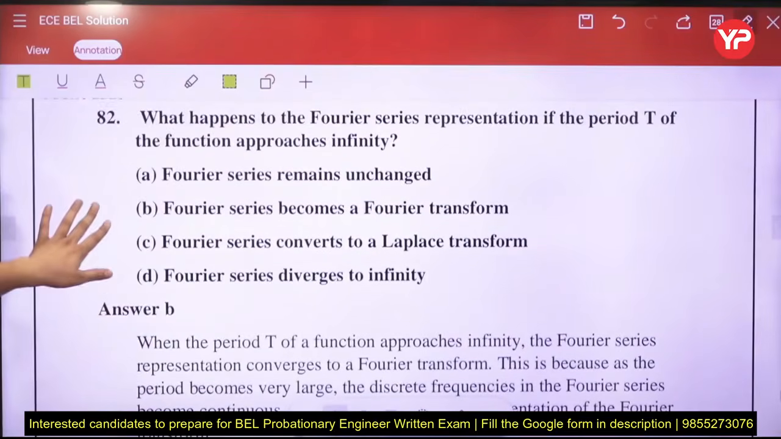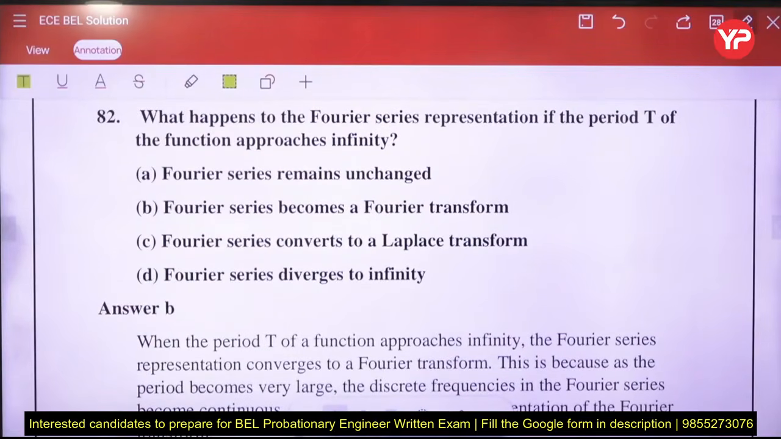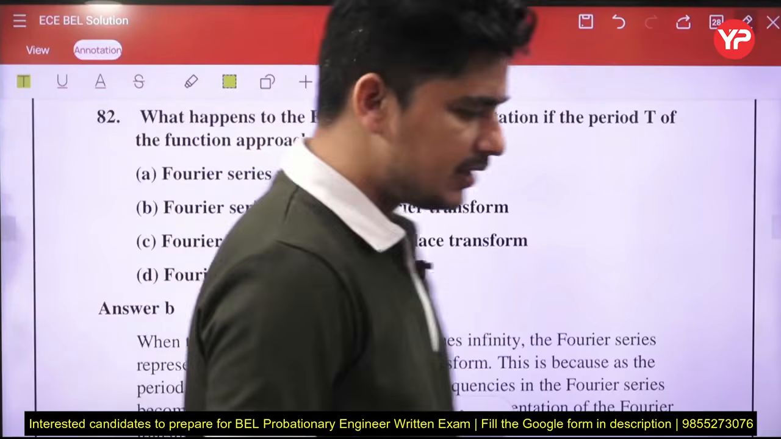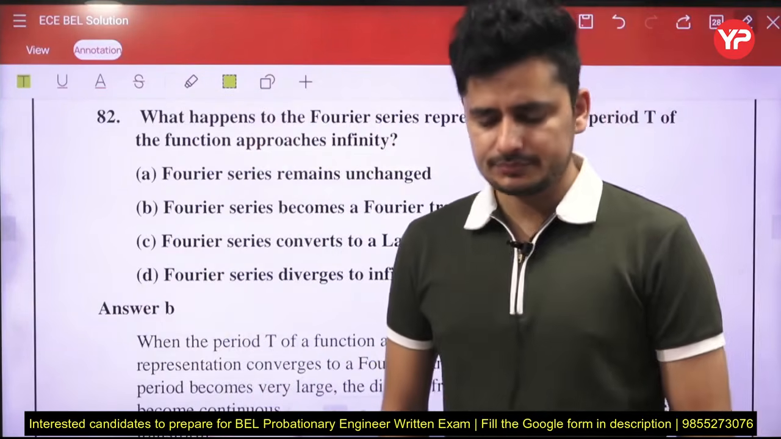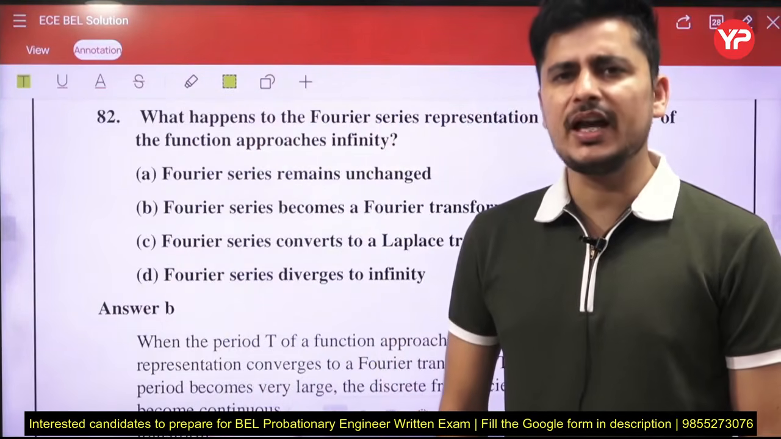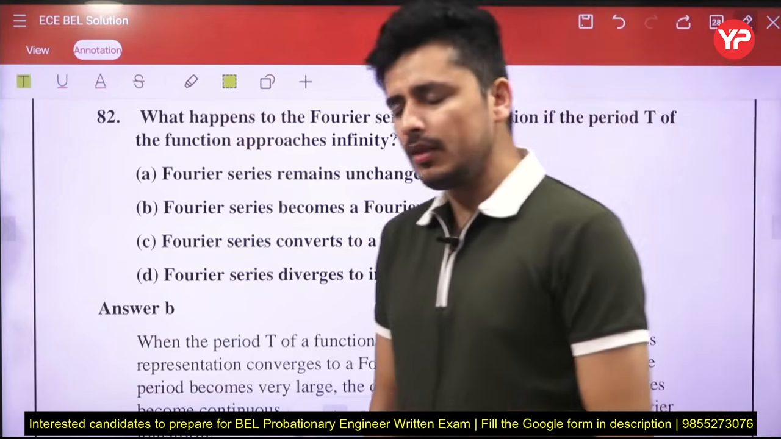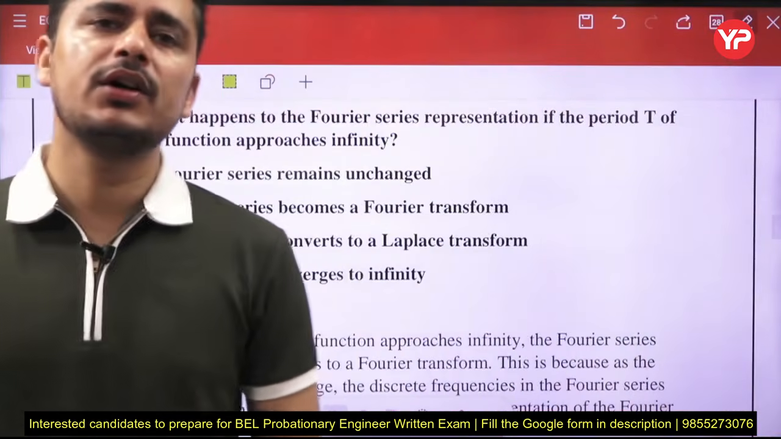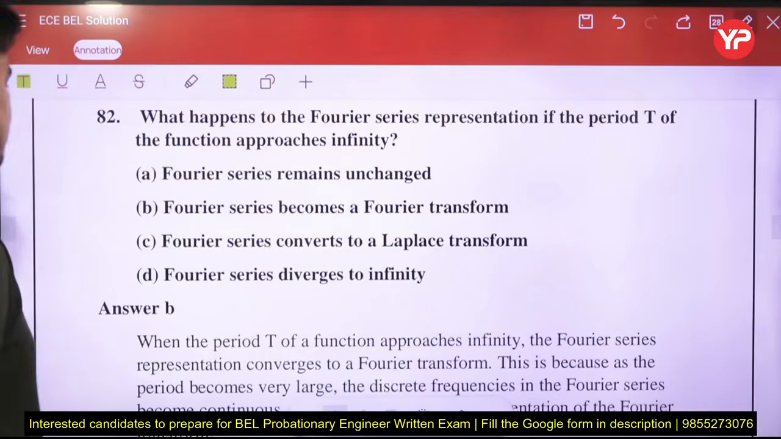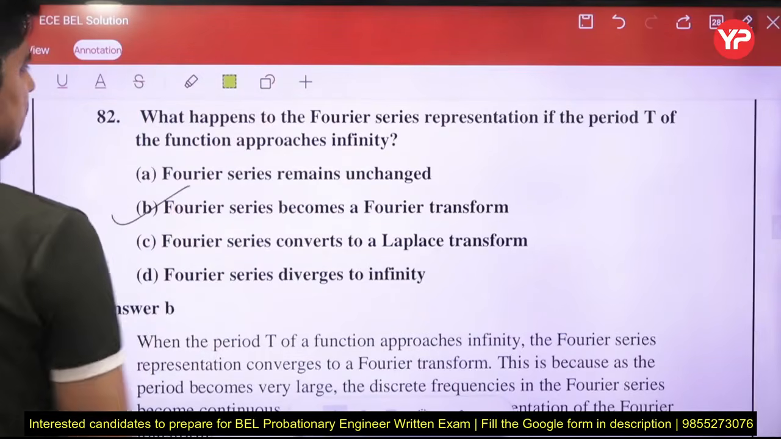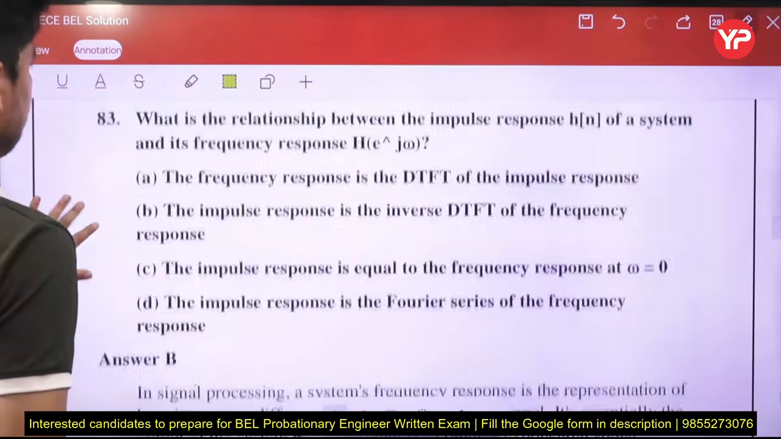What happens to the Fourier series representation if the period T of a function approaches infinity? Whenever your period tends to infinity, that means you are going towards an aperiodic signal, and for an aperiodic signal, your Fourier series will be converted into the Fourier transform. So what will be the answer? The answer will be: Fourier series becomes Fourier transform.